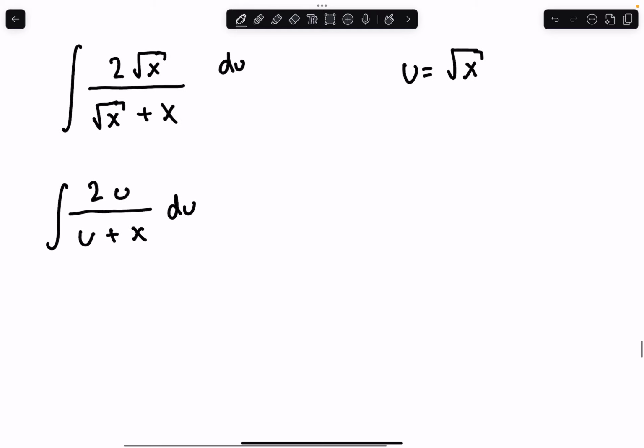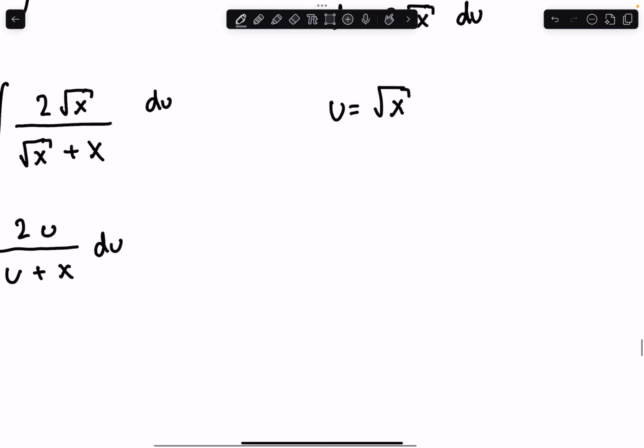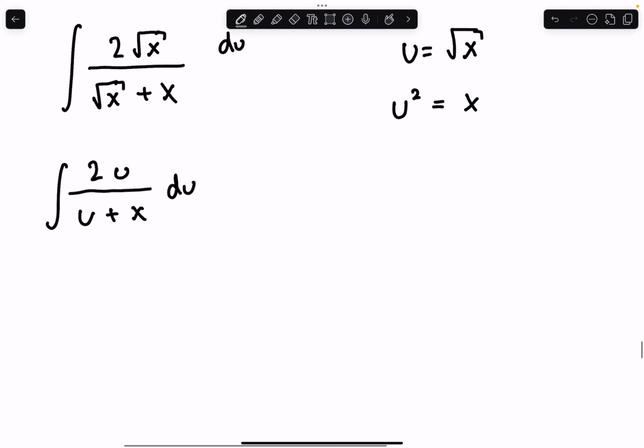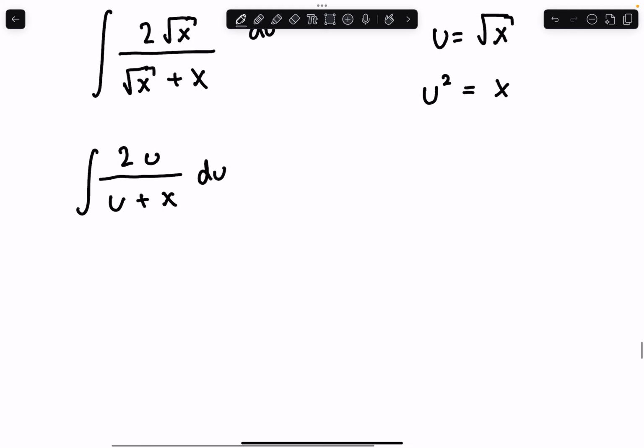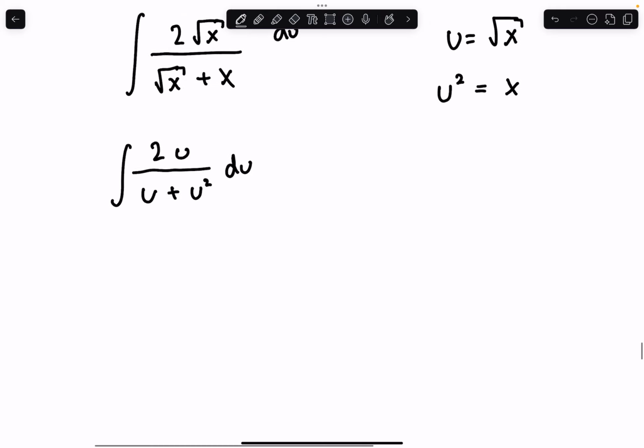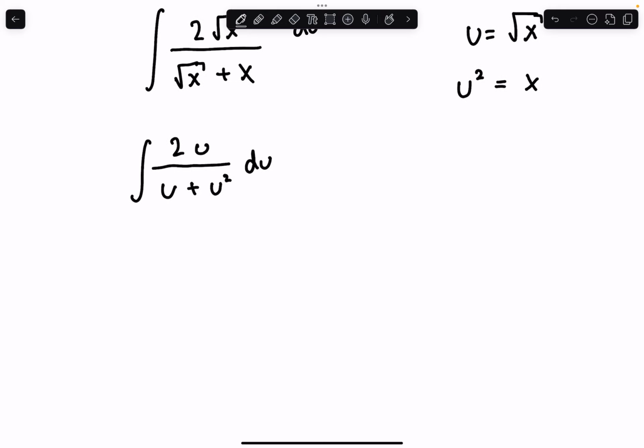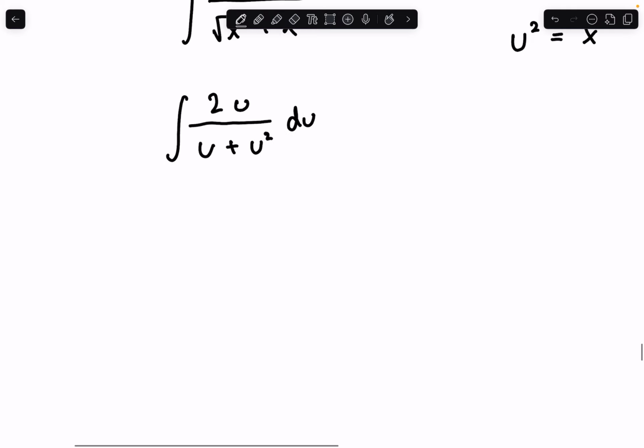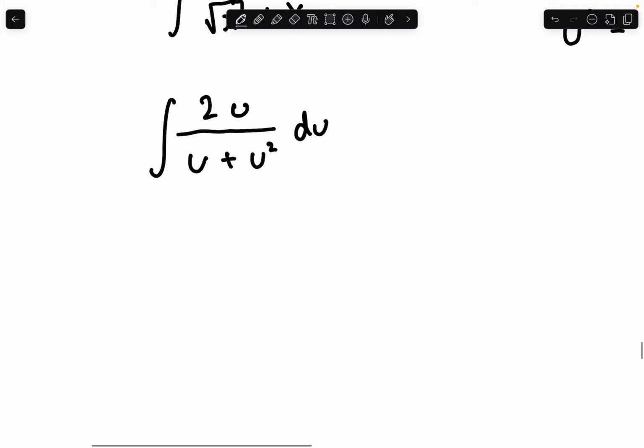What we can actually do is remember that because u is equal to the square root of x, if we square both sides, we get u squared is equal to x. So wherever we see x, we can replace it with u squared. So this gives us this integral here, which is still a little bit tricky, but we can figure it out, and we're going to factor a u out of both the top and the bottom.